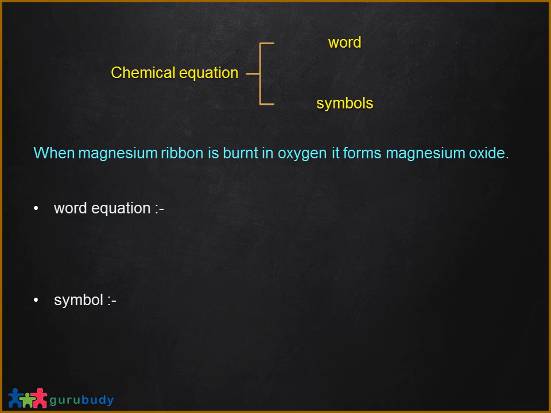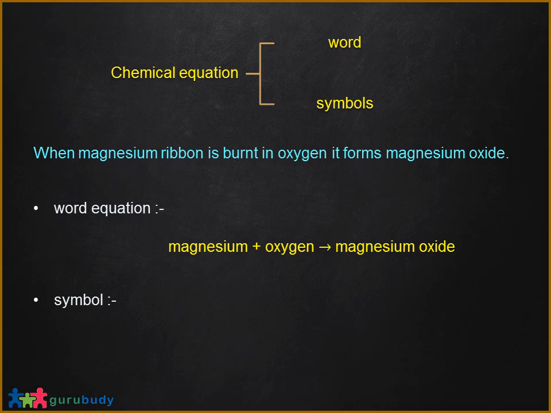Now, there are two ways to represent a chemical equation. First is by using words. You can write that magnesium is reacting with oxygen to form magnesium oxide. If you look at the previous example, the word equation would be just writing magnesium and oxygen forming magnesium oxide, explicitly writing it. That's what a word equation means.